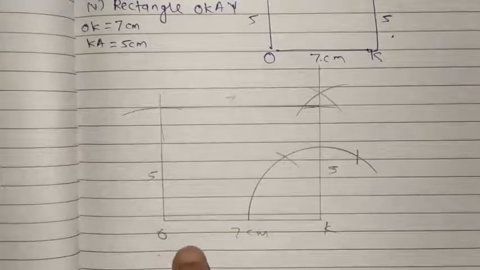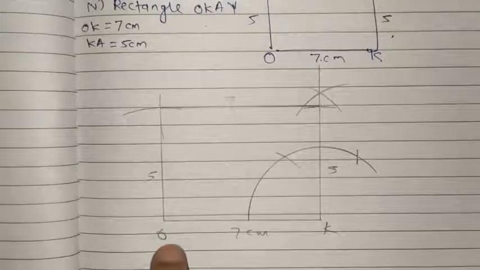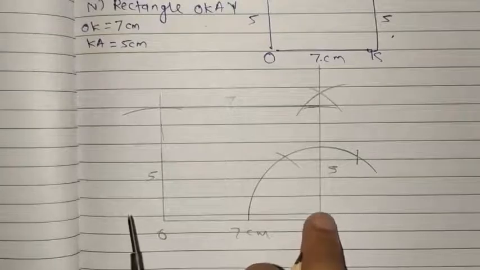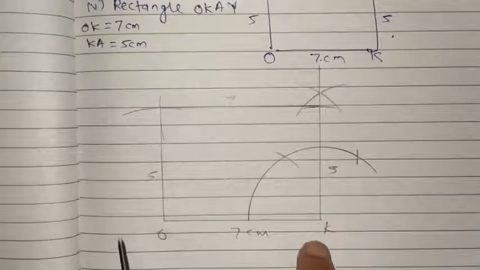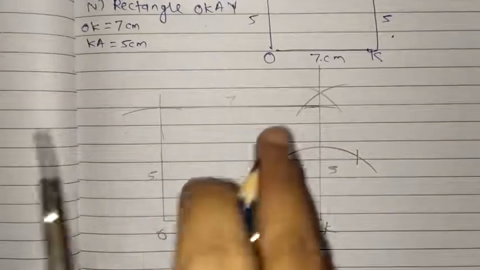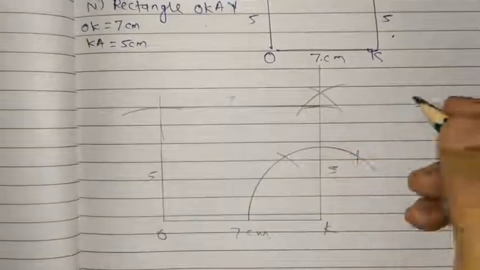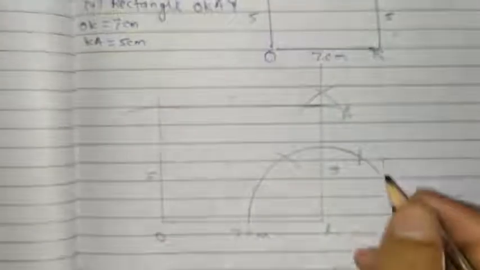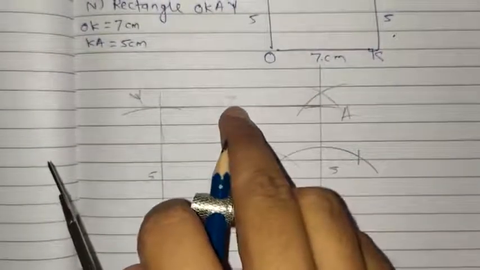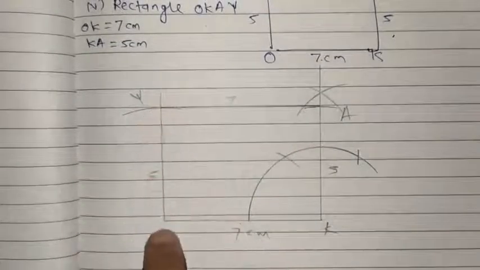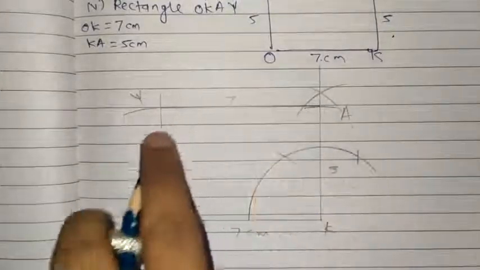So while writing the steps, you write it in your own language. So what about the steps here? First you have to draw the line OK. Then make the angle 90 degree. Then by using a compass, take O as a center with radius 5, make the arc. Then the next arc, take this point, this is A, and this one will be OKAY. Take A as a center with radius 7, make the arc, and then finally you have to join the lines.